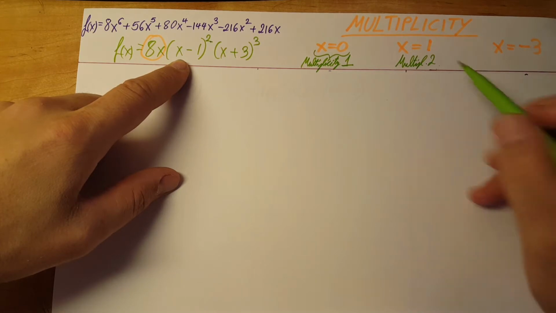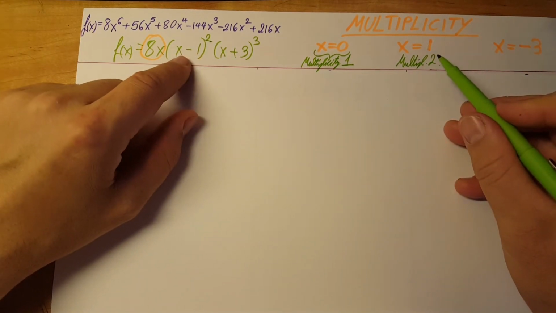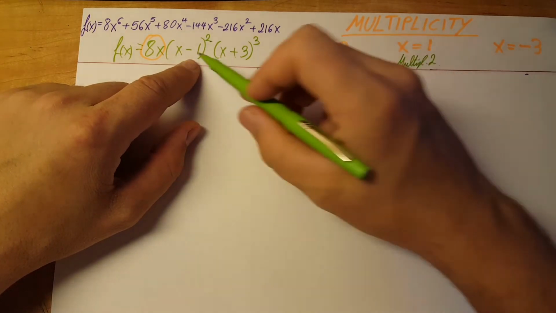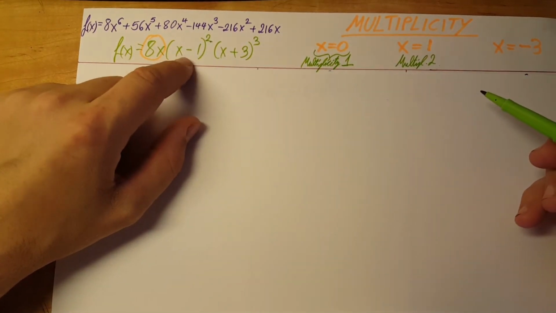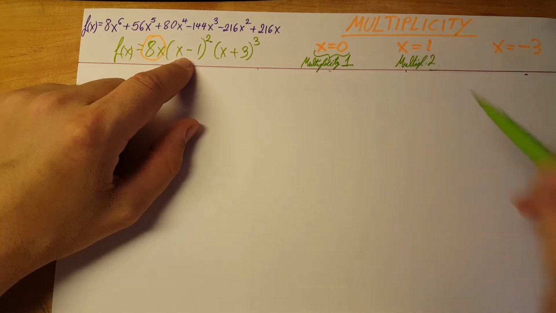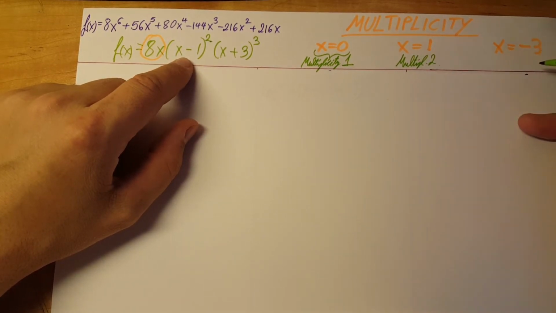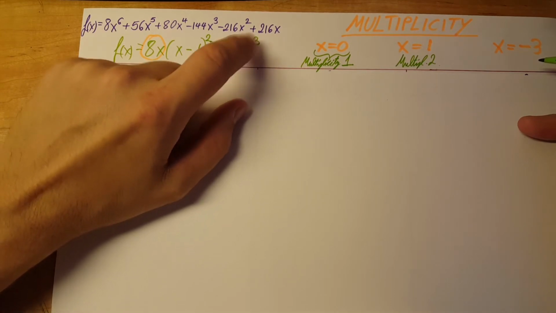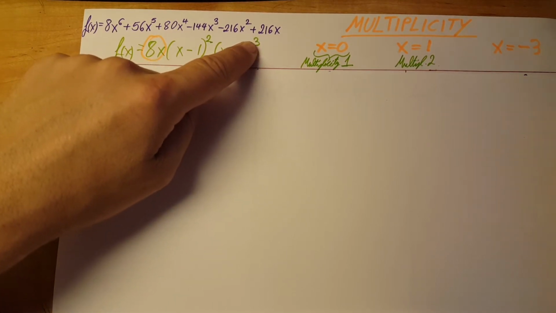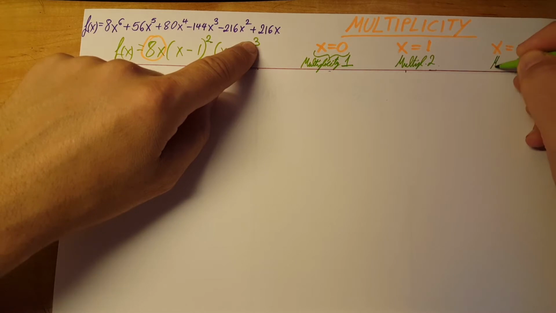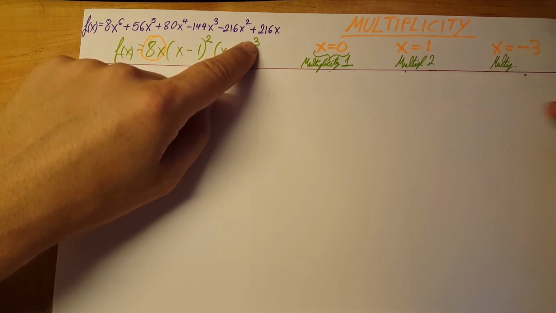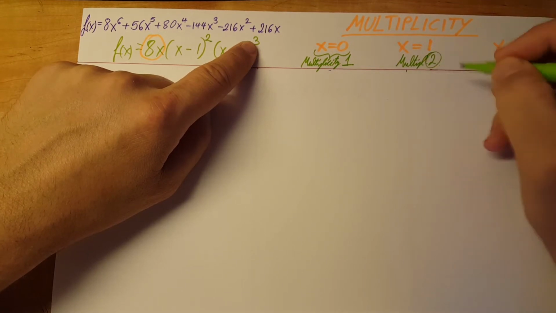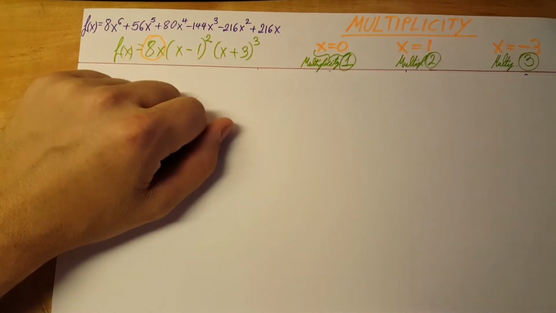And this is basically what it means, that this point repeats twice in this function. We're going to have a 0 twice at this value of x. And x + 3 is on the cube. So therefore, because of the cube, it will have a multiplicity of 3. So this is how we see the multiplicities.